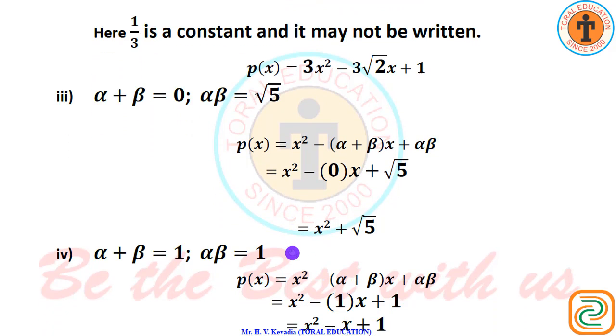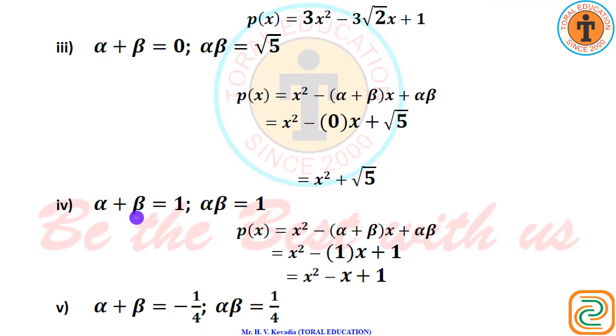Right? Now alpha plus beta equals to 1 and alpha into beta equals to 1. Both are 1. So we are taking here x square minus alpha plus beta into x plus alpha into beta. This is x square minus 1 into x plus 1. So minus 1 into x, that means minus x. This one is the polynomial x square minus x plus 1.